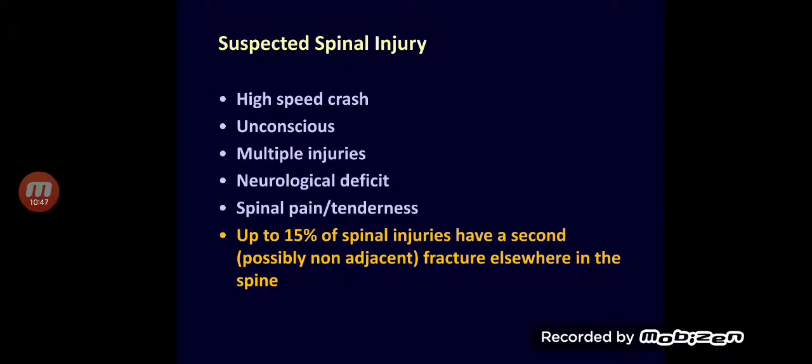Keep in mind that these cases are highly suspicious of having spinal injuries: high-speed crash patients, unconscious patients, multiple injuries, a neurological deficit, and a patient with spinal pain and tenderness. Always keep in mind that up to 15% of spinal injuries have a second, non-adjacent fracture elsewhere in the spine. So whenever you discover a spinal fracture or injury, you have to search for another level nearby.